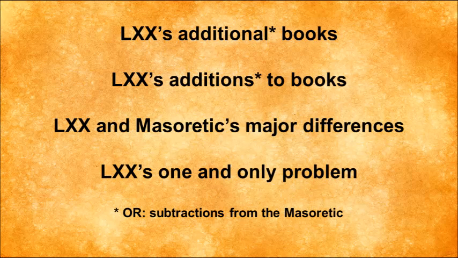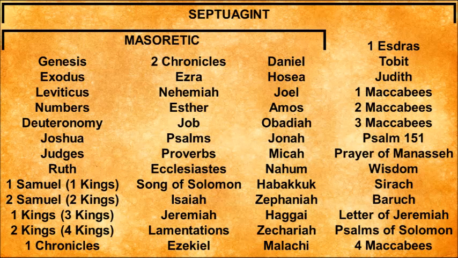Let's begin. While the Masoretic text contains 39 books, the Septuagint contains 62. Let's take a brief look at each of these additional books that are found in the Septuagint.